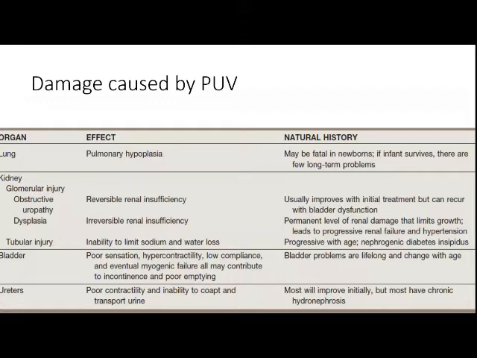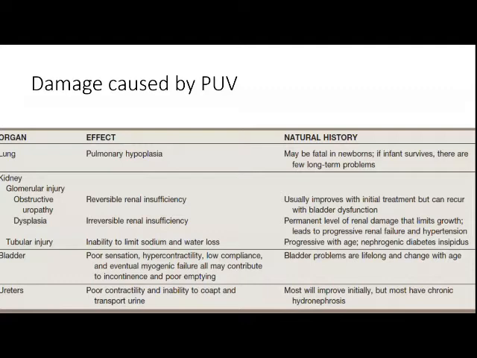As I told you, the proximal tubule is commonly affected, and it leads to inability to limit sodium and water loss. The natural history is that it progresses with age, and they present with nephrogenic diabetes insipidus. So what happens with the bladder? There will be poor sensation, a hypercontracted bladder, and low compliance of the bladder, leading to myogenic failure and poor emptying. With PUV, if it is chronic, the bladder problems are lifelong and change with age, and depending on that, we can plan further management.